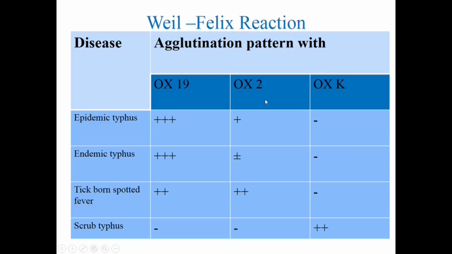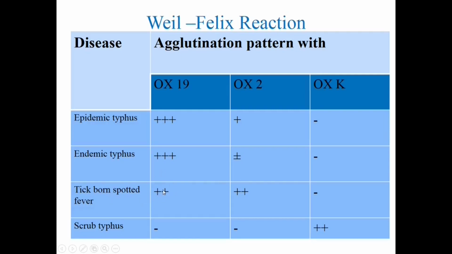OX19 antigen, OX2 antigen, and OXK antigen. You will see that in epidemic typhus, you will have reaction for OX19 and OX2, but not for OXK. For endemic typhus, you can see reaction or agglutination only for OX19. For tick typhus, the tick-borne spotted fever group, you will see agglutination with both.